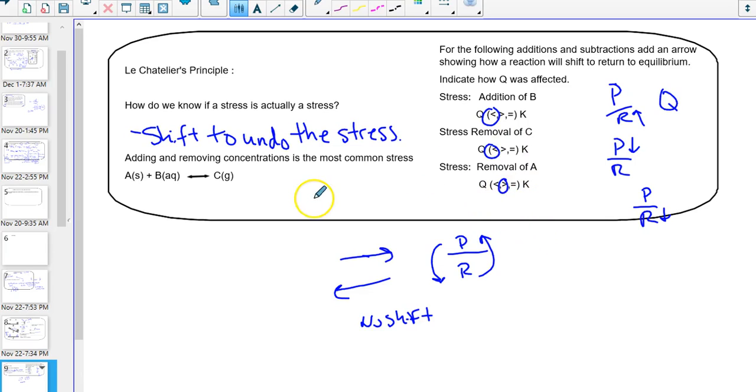If I remove A, hold on a second, I just noticed something. A is a solid. Nice. So removal of A will have no effect on any of these things. Okay?